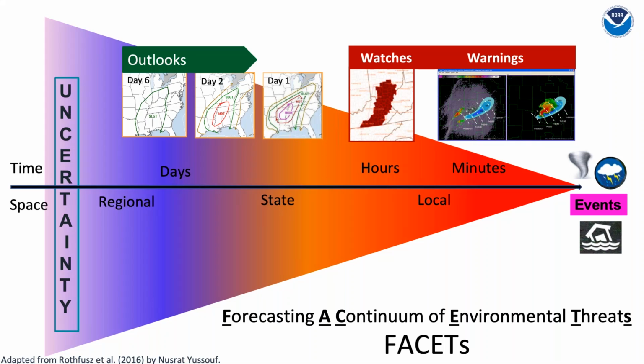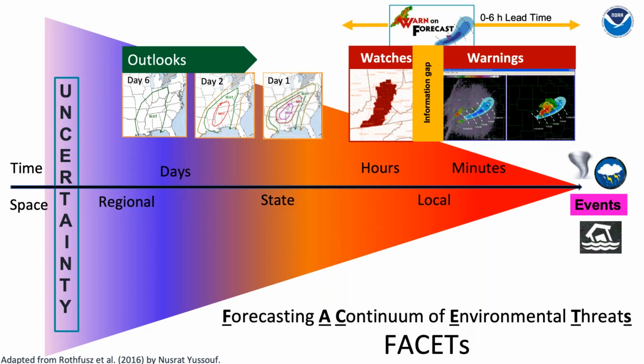And so what we have at the moment are information voids. Between the watch and the warning, we have an information void. The official products that go out, we see the watch and then the warning, but there's a lot that happens in the meantime and a lot of evolution, but not necessarily a way to visualize what that evolution might be or to communicate it to end users. And so this information void is looking to be addressed with Warn-on-Forecast. At the moment, Warn-on-Forecast has provided guidance out to 6 hours. And so we're looking to try and fill this gap right here.